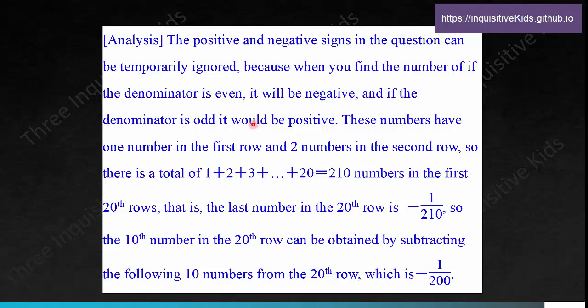Okay, now we're taking it to the next step. These numbers have one number in the first row and two numbers in the second row. So there is a total of 210 numbers in the first 20 rows. That is, the last number in the 20th row is negative 1 over 210. So let me explain that section a bit.